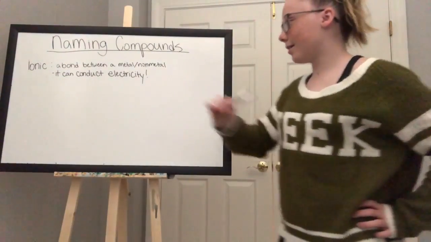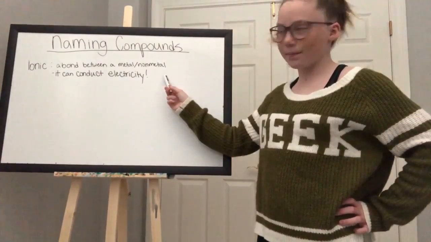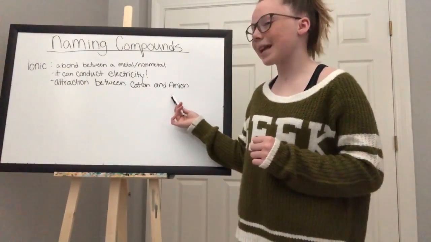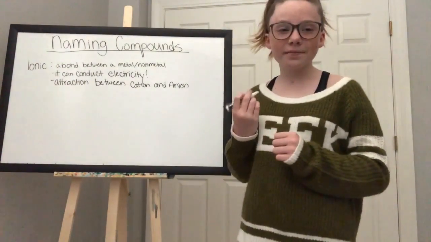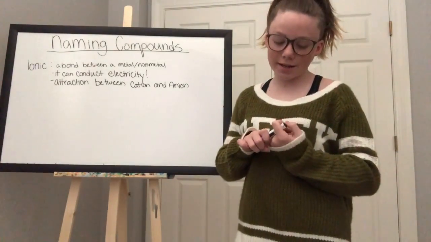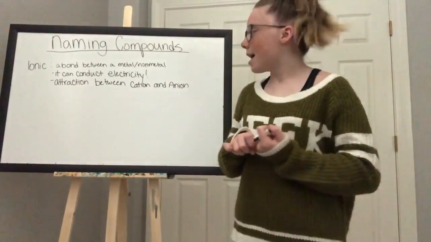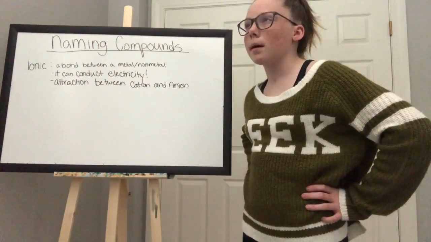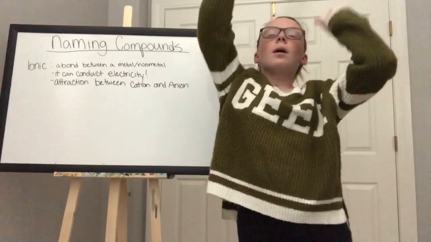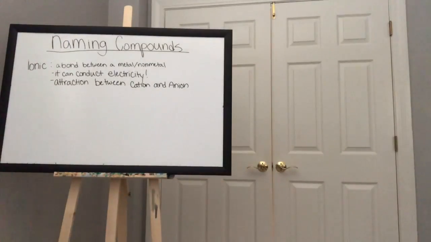Oh, ow, that hurt. So an ionic compound can conduct electricity, and it is also a bond between a metal and a non-metal. It is also an attraction between a cation and an anion. A cation is an element with a positive oxidation state, and an anion is an element with a negative oxidation state. Oh, I fell down.